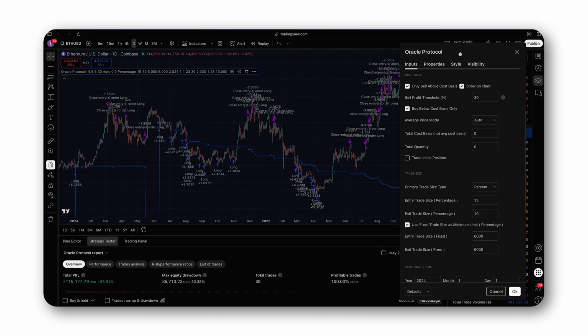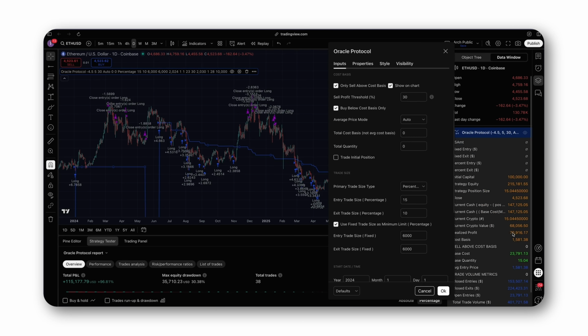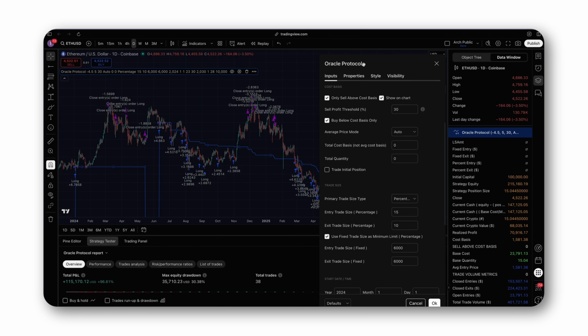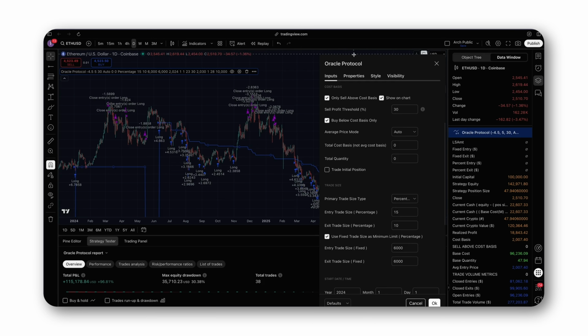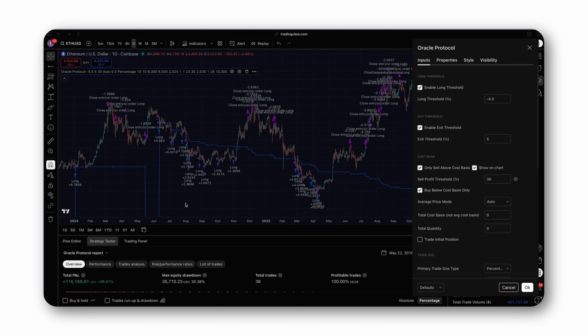As you can see here, if I move this over, we've realized 70,000. So we've roughly reduced our realized profit in half. We're now holding 15 Ethereum, valued at $68,000 currently. Another thing to notice is when we made those changes, the cost basis line has dropped dramatically. This definitely favors more of an accumulation style strategy.